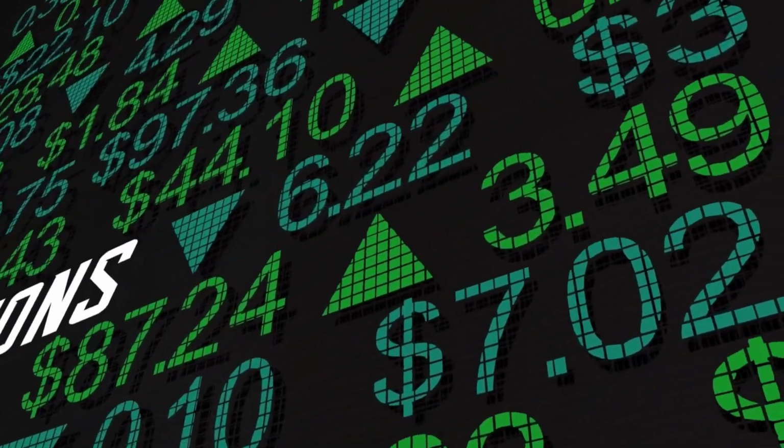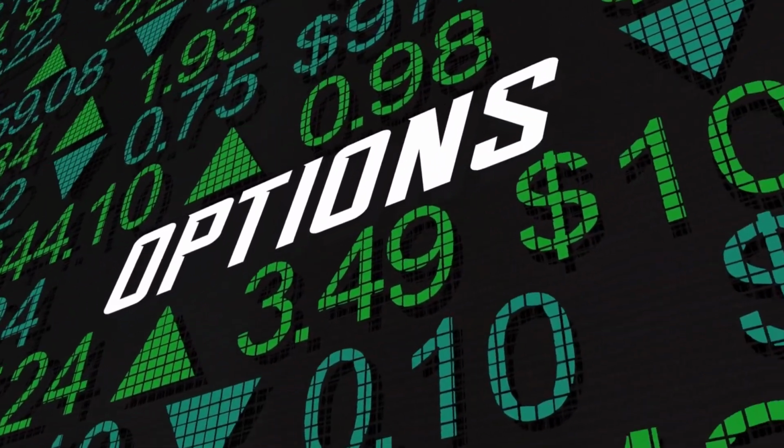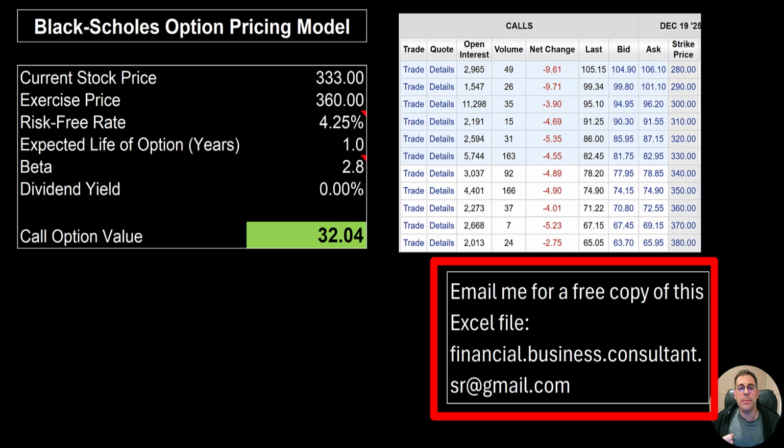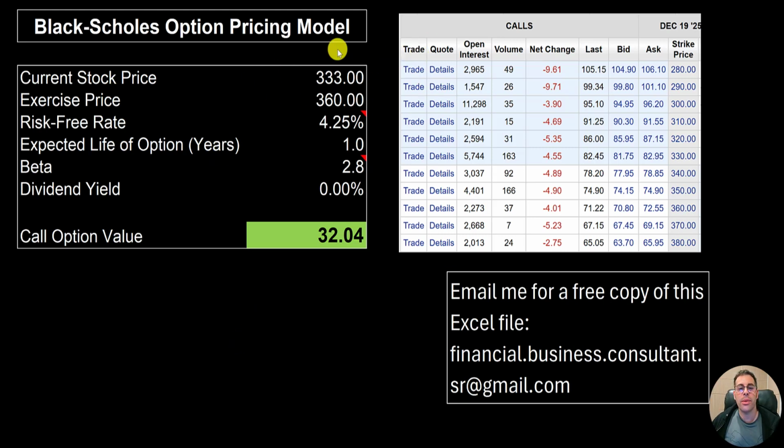I'm going to go through my Black-Scholes options pricing model. And if you want a copy of this, just email me. I'm going to use Tesla as an example. So the current stock price, $333.